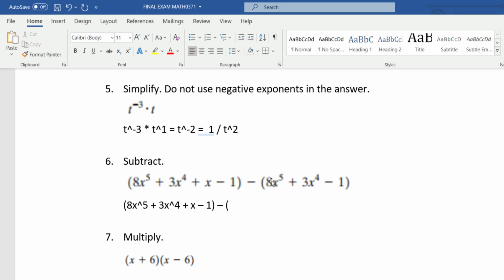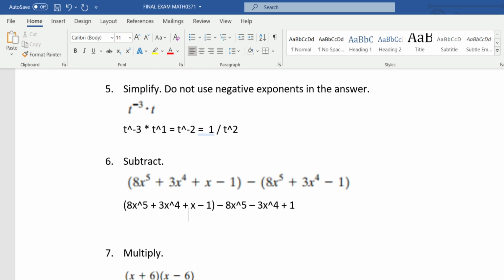So the 8x to the fifth is going to get multiplied by minus 1. This is going to be multiplied by minus 1. And then the minus 1 is going to be multiplied by minus 1. So everything is going to get that minus sign. Okay? So if we distribute the minus sign to everything, we're going to get minus 8x to the fifth. We're going to get minus 3x to the fourth. And we're going to get positive 1, because minus times a minus is plus. So if we distribute that minus sign to everything, this is what comes out of it.